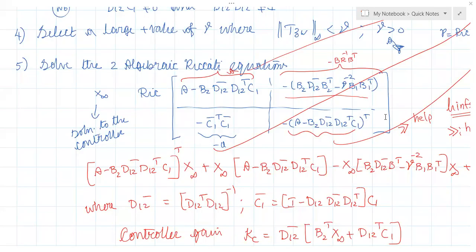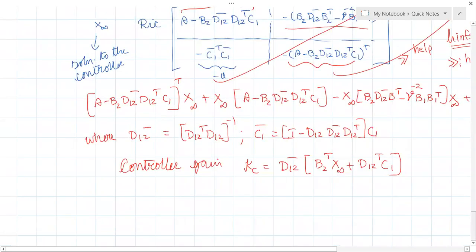So basically, this solution of H-infinity control involves solving two algebraic Riccati equations. That was the first one we saw, which is what was written here. Once you solve the controller algebraic Riccati equation, you will get the controller gain like this: KC equal to D12 bar into B2 transpose X infinity plus D12 transpose C1.